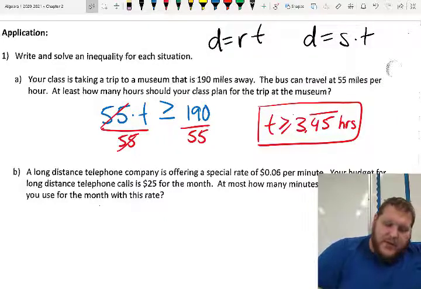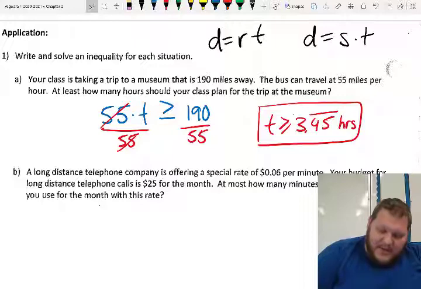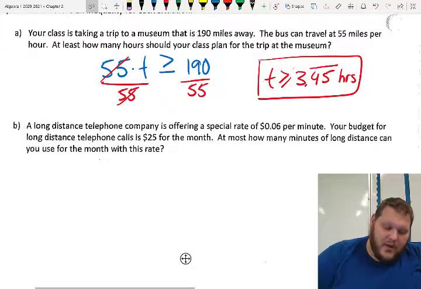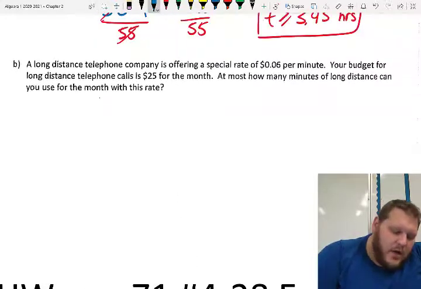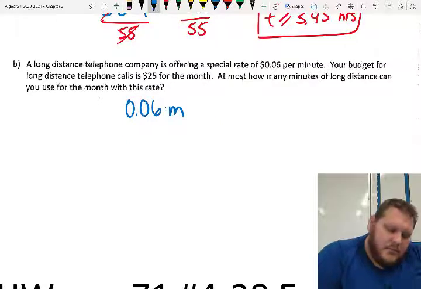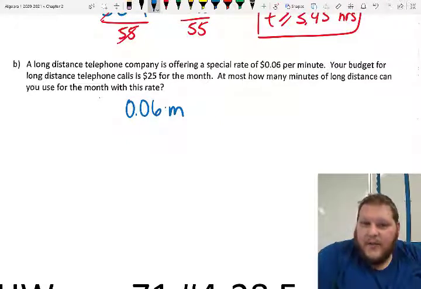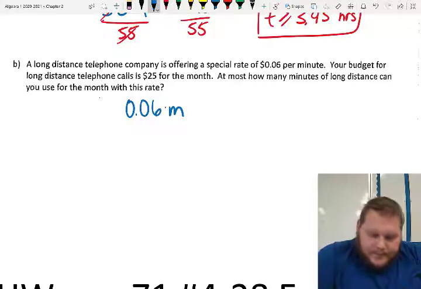All right, last one. The long distance phone company, because those still exist, is offering a special rate of 6 cents per minute. Our budget for the long distance phone calls is $25 for the month. How many hours, at most, how many minutes of long distance can you use for the month with this rate? We know that we're charged 6 cents per minute. So 6 cents times the number of minutes you're on the phone is what you're charged. That's going to be the cost of what your bill is.